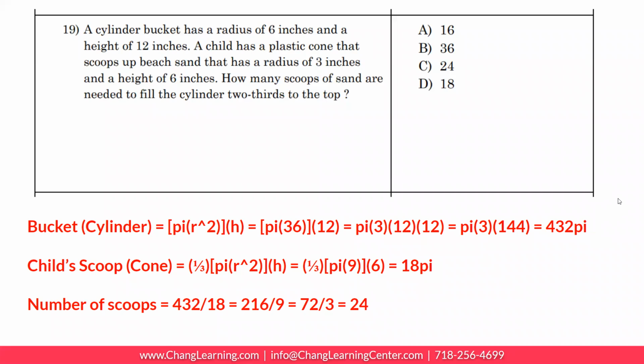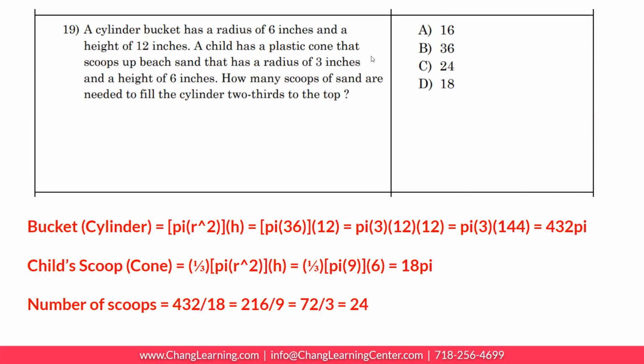Wait a minute. Did I just figure out how much it would be to fill it all the way to the top? I think I did. So I think that's the wrong answer. So to fill it 2/3 to the top, that would be 2/3 of 24, which is 16. The correct answer is A. C is the trick answer. So be careful. We only have to fill it up 8 inches. We don't have to fill it up all the way to the top.